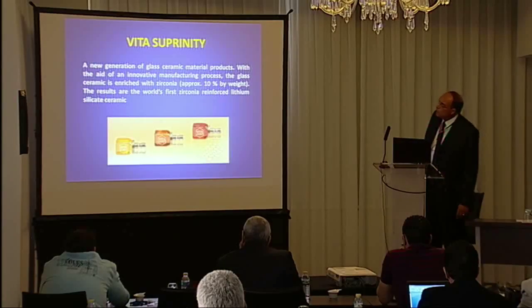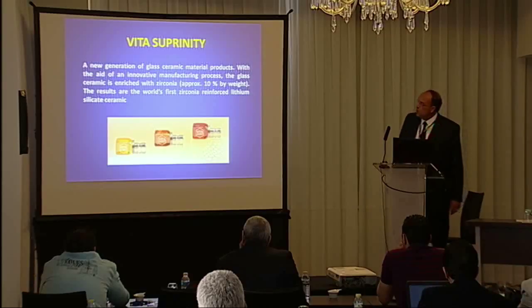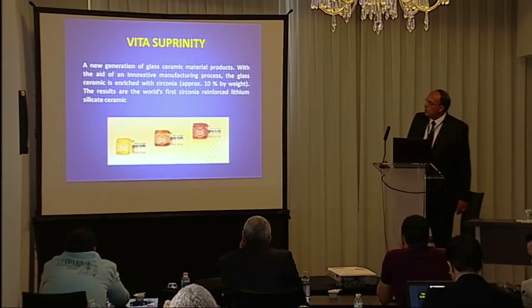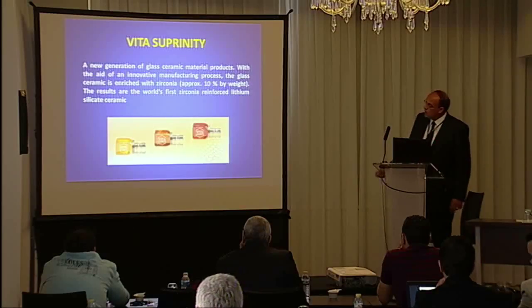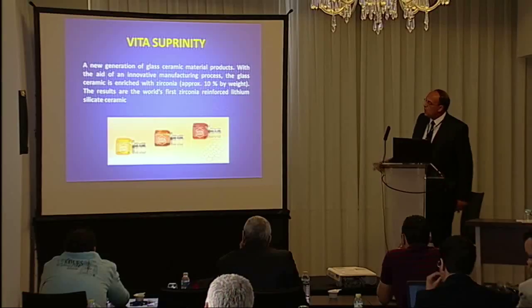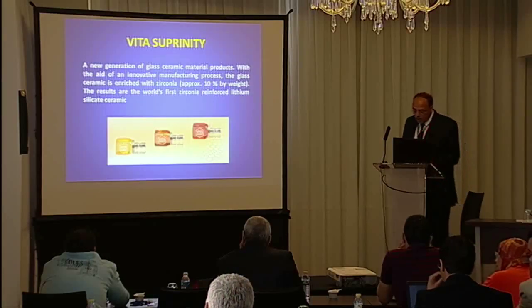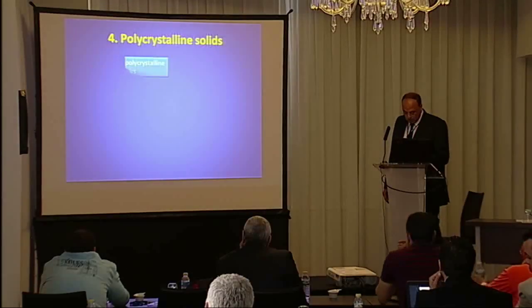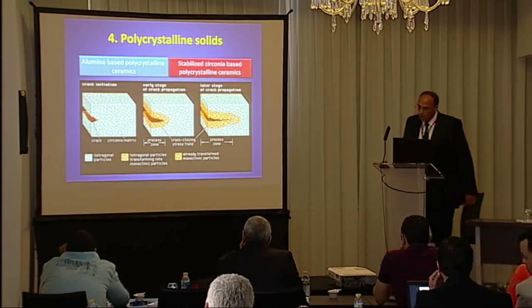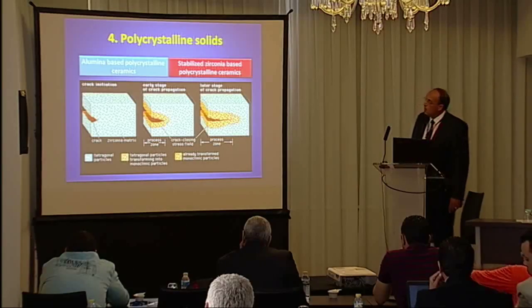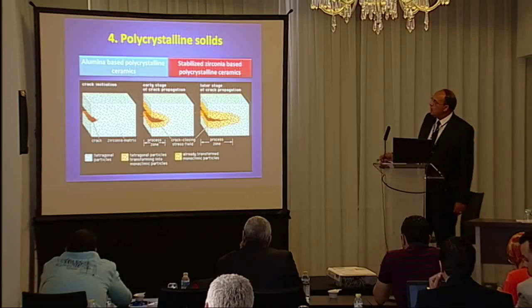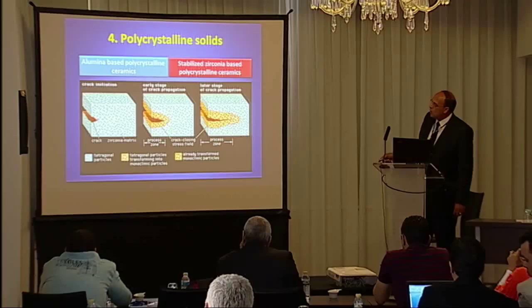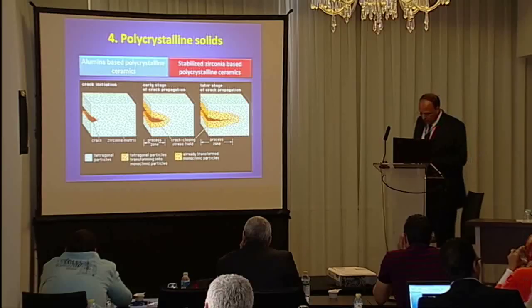Vita Suprinity is a new generation of glass ceramic products made with the aid of an innovative manufacturing process. The glass ceramic is enriched with zirconium, approximately 10% by weight, and the result is the world's first zirconia lithium silicate ceramic for aesthetic restoration. Polycrystalline solids are alumina and stabilized zirconia-based polycrystalline ceramics. The crystals of zirconia prevent crack propagation through the restoration, as shown in the figure.